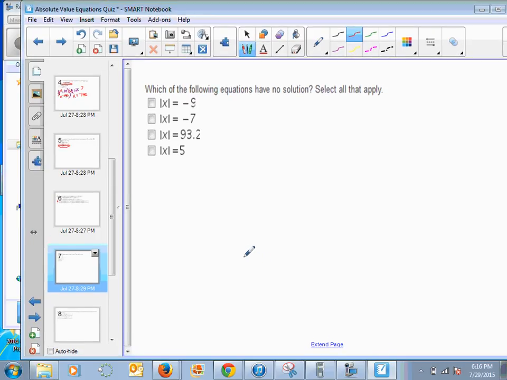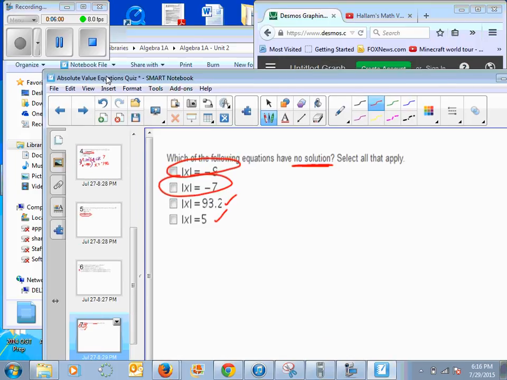Before we get to the extraneous, let's take a look at this one real quick. Which of the following has no solution? Remember, absolute values are always going to be a positive. So like here, this is possible, and this is possible, okay? But they want to know which ones have no solution. That's going to be here and here, because the absolute value of a number can't be a negative. So the fact that it's a -9 or a -7, that makes it impossible.